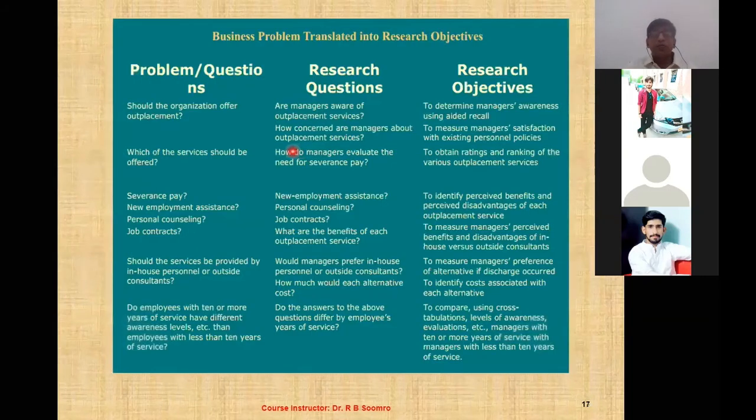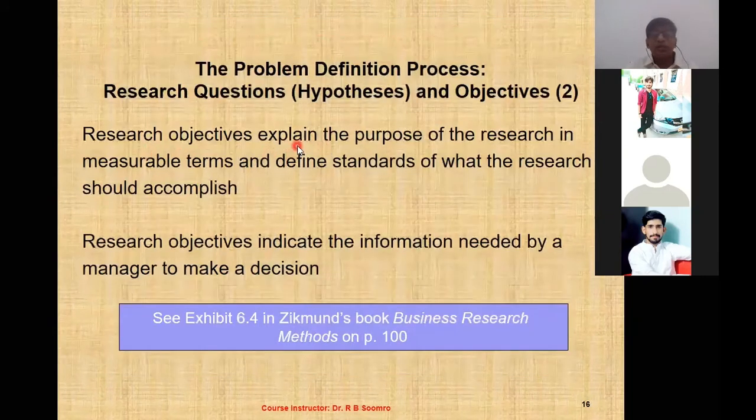Research questions and hypotheses, like the research objectives, explain the purpose of research in measurable terms and define the standards of what research should accomplish. So research questions basically give you the reason to carry out the research. Why are we going to carry out the research? Because we are trying to find the answers to our research questions, or we are going to accomplish research objectives. So it should be in measurable terms.